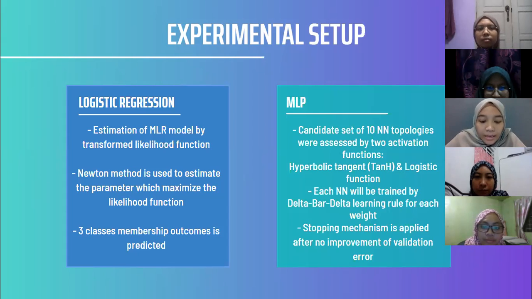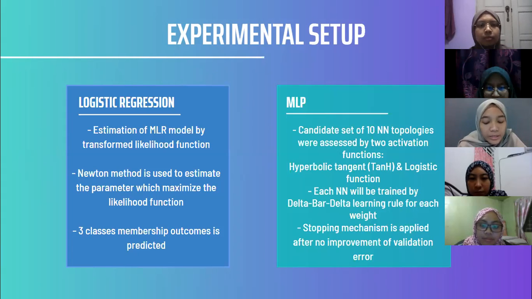So next is the MLP experimental setup. A candidate set of 10 topologies was assessed using 11 nodes in the input layer, which constitute the input variables, and 3 output nodes in the identification of individual class membership, specifying each network topology as 11 and 3. Each topology was assessed by two activation functions, which are hyperbolic tangent, tanh, and a logistic function. Each NN will be trained with the delta bar delta learning rule for each weight, and each topology's network weights will begin with a random starting weight 10 times. After no improvement of the validation error, a stopping mechanism will be applied to abort the learning.